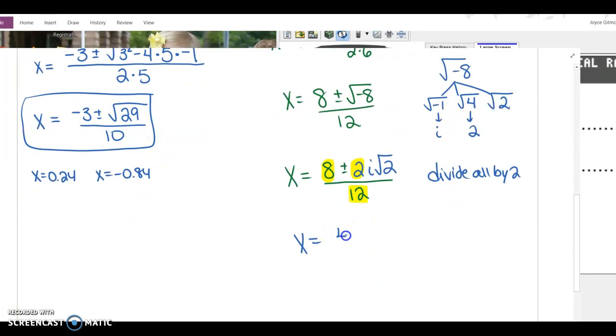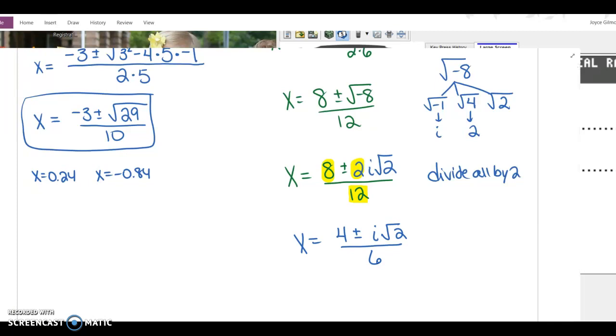8 divided by 2 is 4. 2 divided by 2 is 1. So we would just have i square root of 2. And 12 divided by 2 is 6. Now, can we simplify this more?